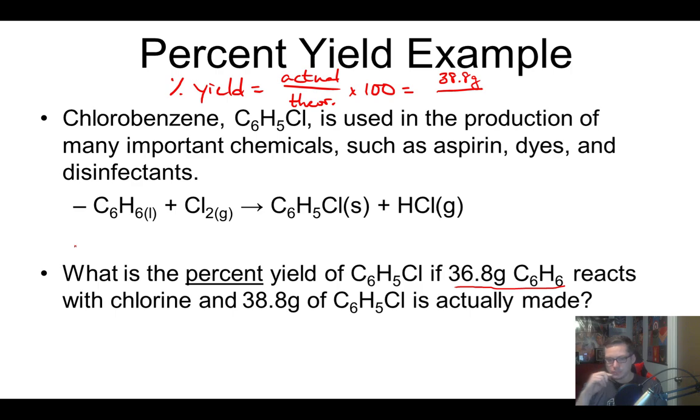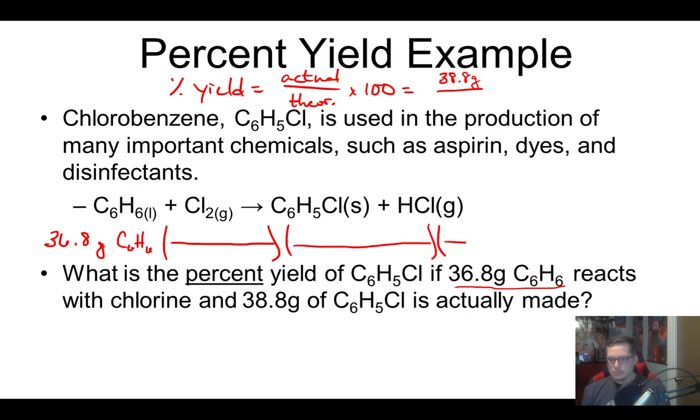All right, so here we go. So we're starting with 36.8 grams of C6H6. And then we're going to go to moles. So this is a 3-stepper, because we're making 3 moves here. So we're going from grams of C6H6. I always recommend writing in the units first, to moles of C6H6. All right, so that's our first step.